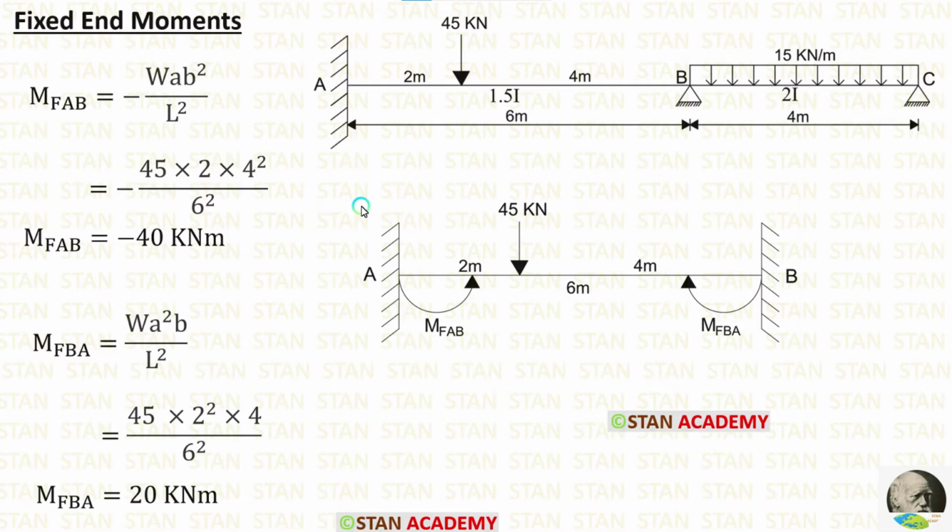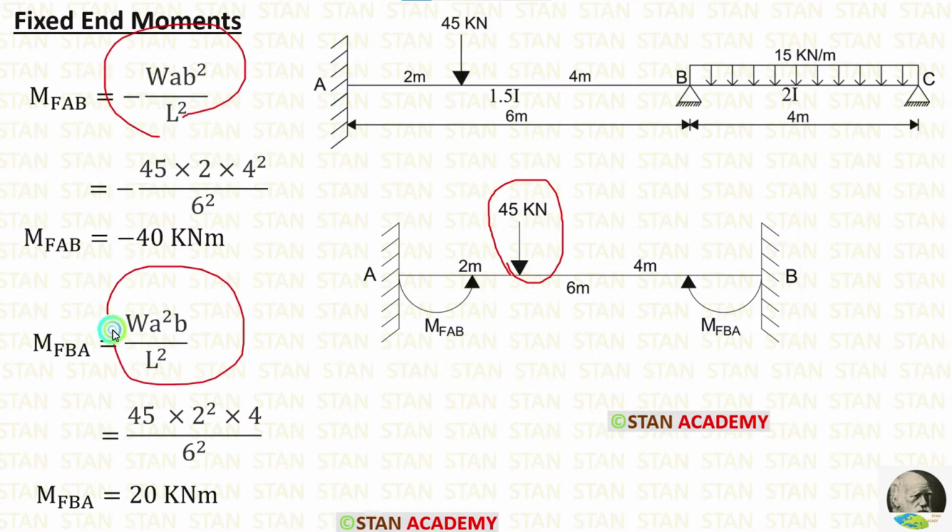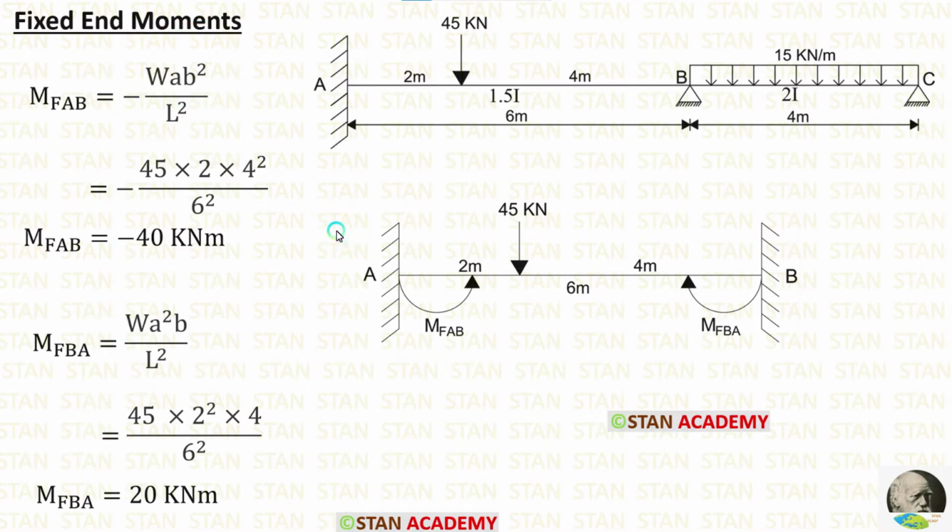Now let's apply the formula and find out the fixed end moments. In the span AB, the point load is not acting at the center. We already saw the formulas. Let's apply the values inside the formulas. W is 45, A is 2, B is 4 and L is 6. After calculation, we are getting M of AB is equal to minus 40 kN meter and M of BA is equal to 20 kN meter.